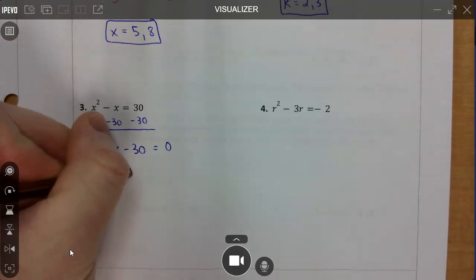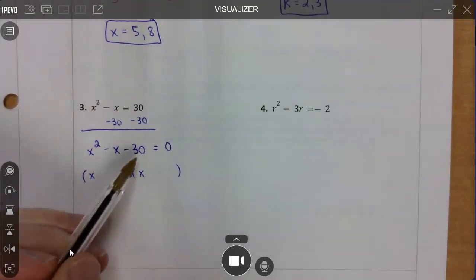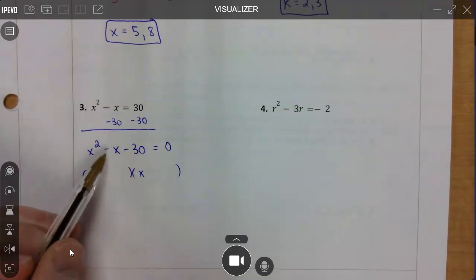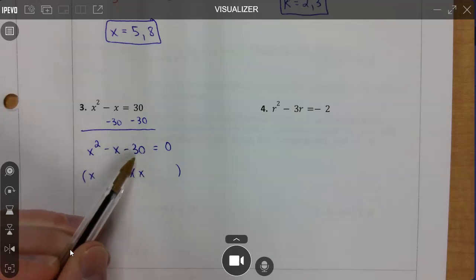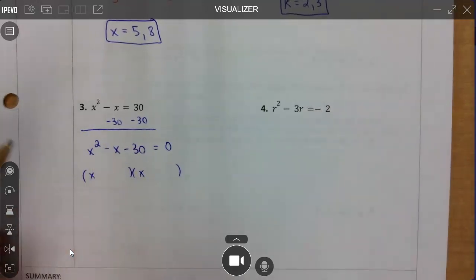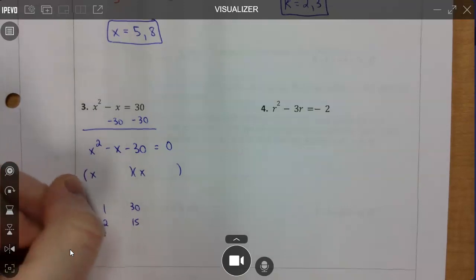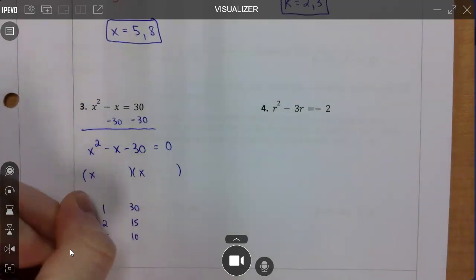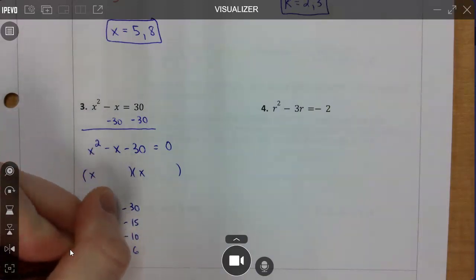Two parentheses. Split the x. What two numbers multiply to make -30, but add to make -1? Remember, the only way you can multiply to get a negative product is if one's positive and one's negative. But if the middle term's negative, the bigger of the two factors has to carry the negative sign. So if I do my factors of 30, here are all my possibilities. I need the bigger numbers to carry the negative sign.